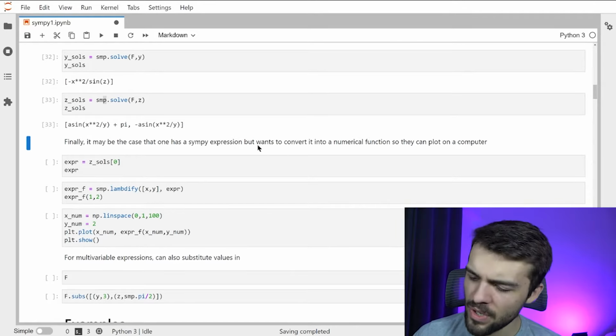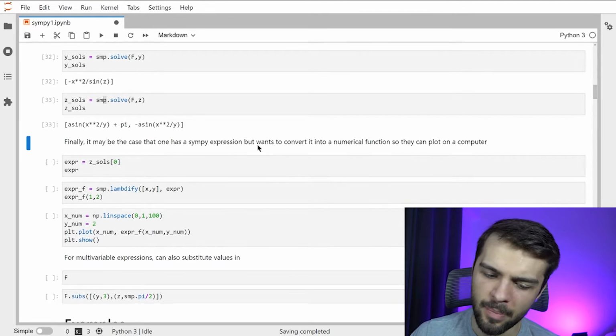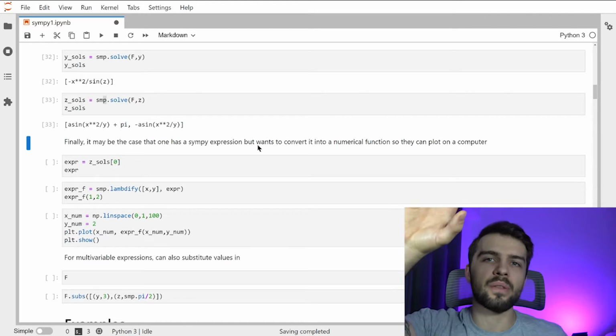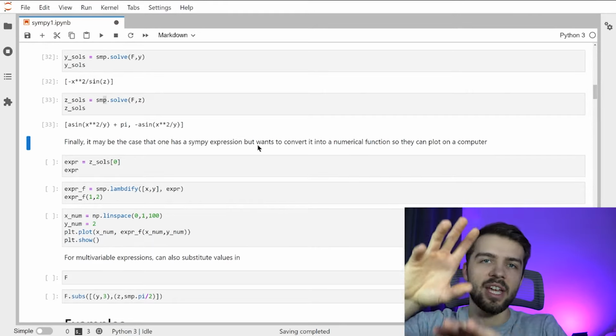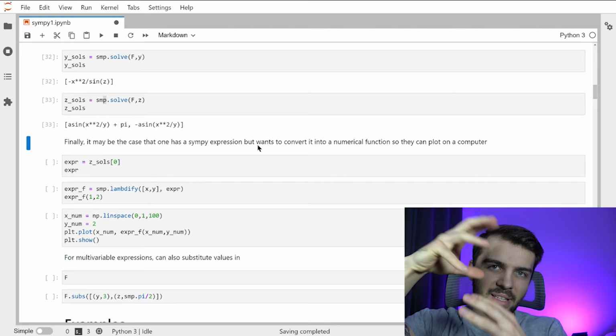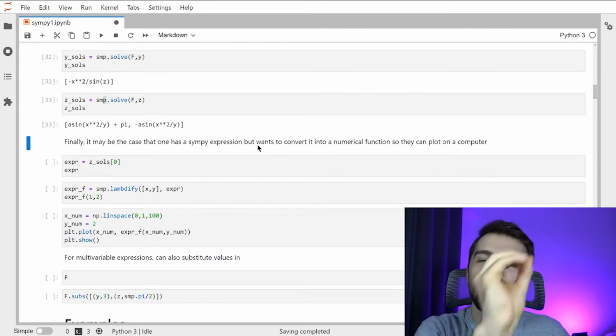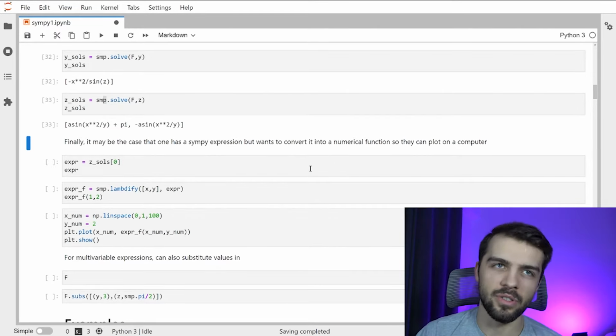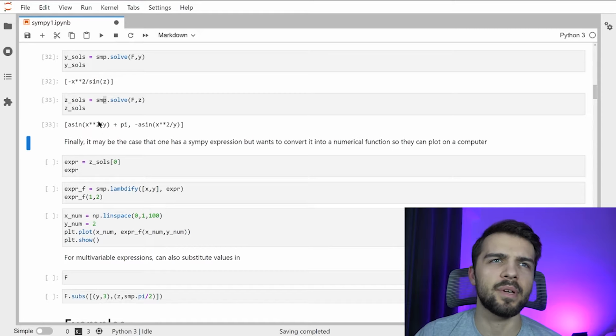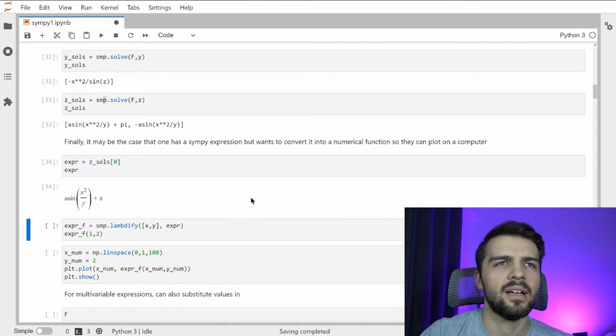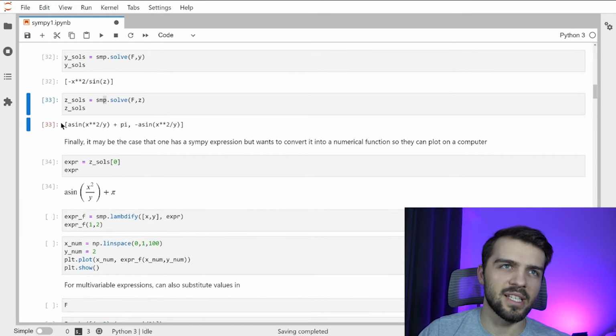So that's a really important part of SymPy that I feel like a lot of people don't understand. They think of SymPy as one thing and NumPy as another, but there's a connection between the two, and that's using lambdify. You can take a SymPy expression and turn it into a numerical function so you can plot it on a computer. So here I'm going to take the first z solution here, the arcsine of x squared divided by y. So I just index it because this is an array.